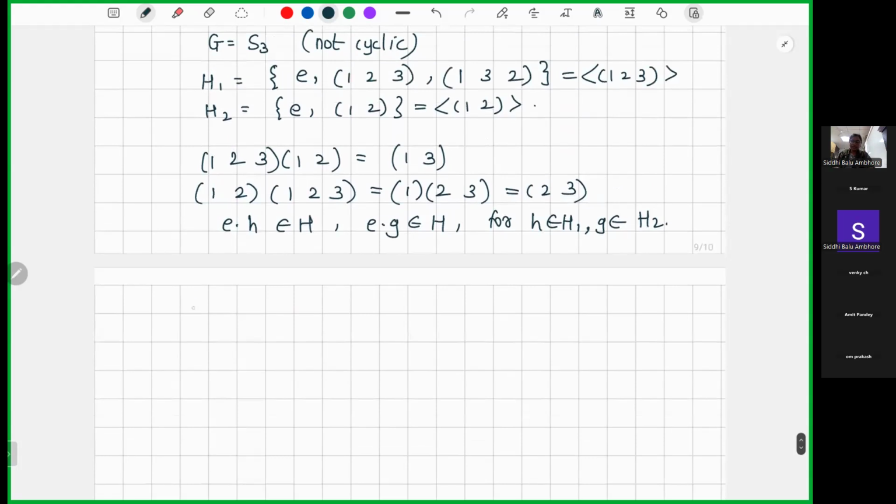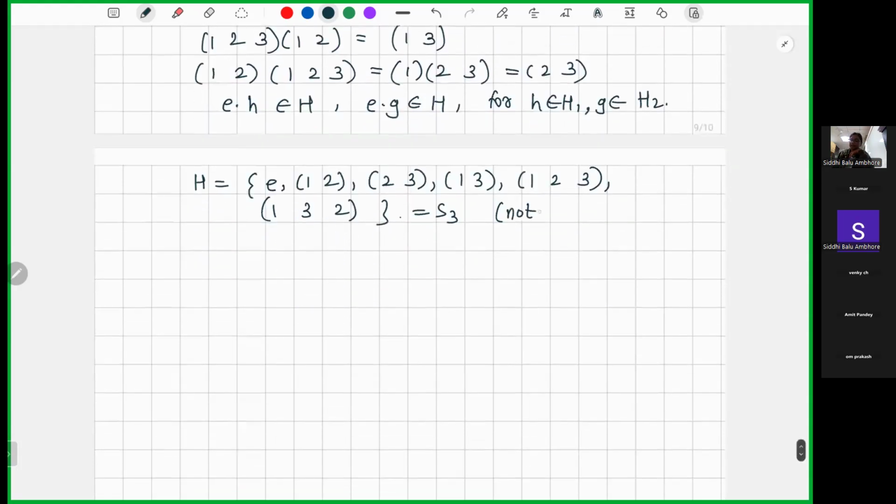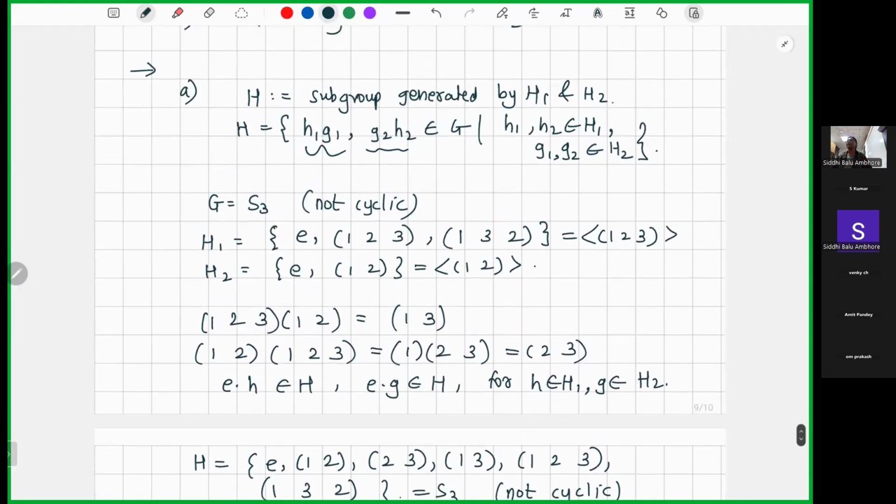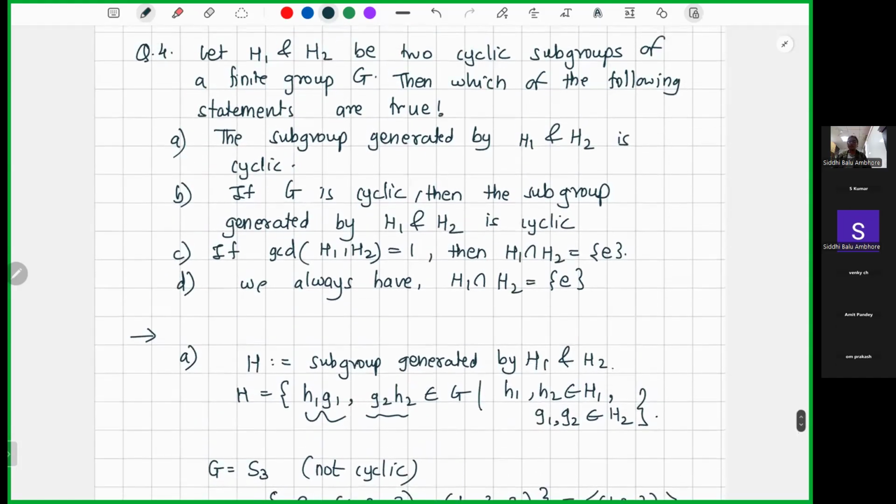Collectively, H now has E, (1 2), (2 3), (1 3), (1 2 3), and (1 3 2). So this is the entire S3, and this is not cyclic. That's why if I have two cyclic subgroups of a given group G, the subgroup generated by them need not be cyclic. So this statement is false.